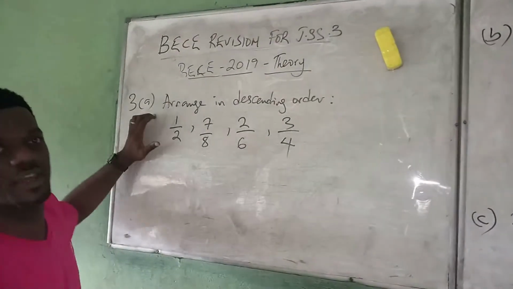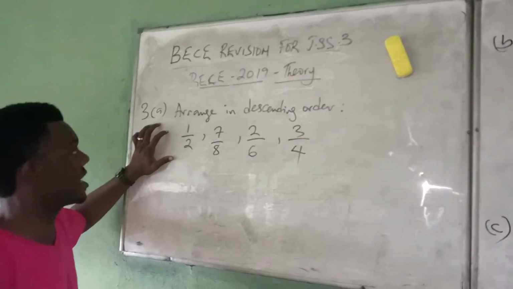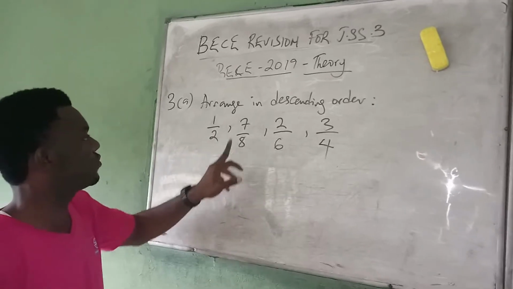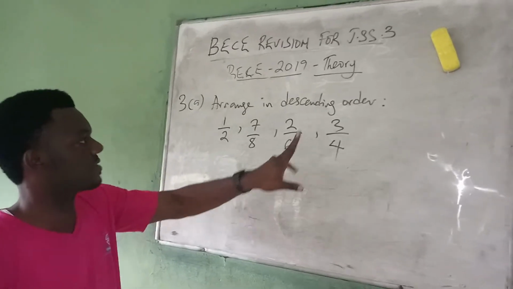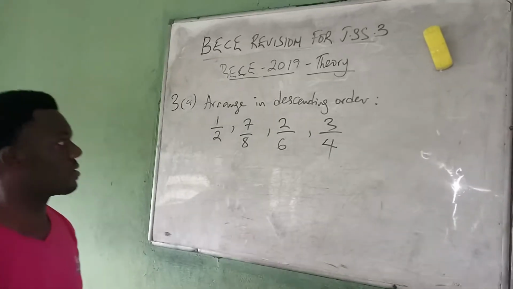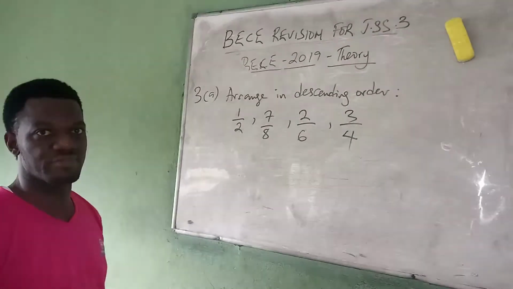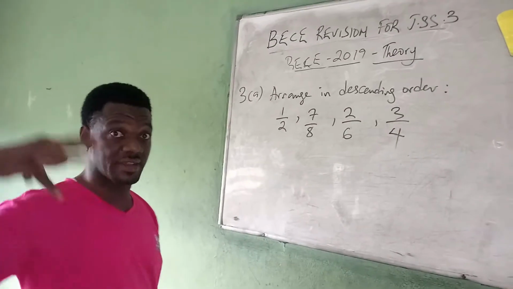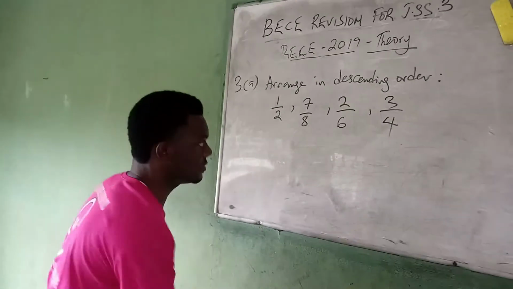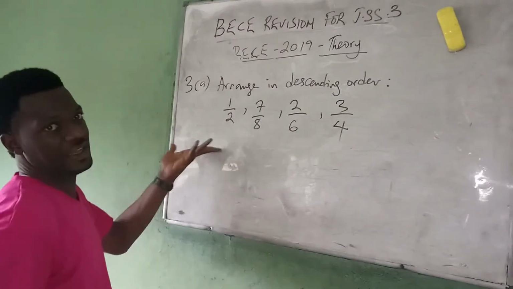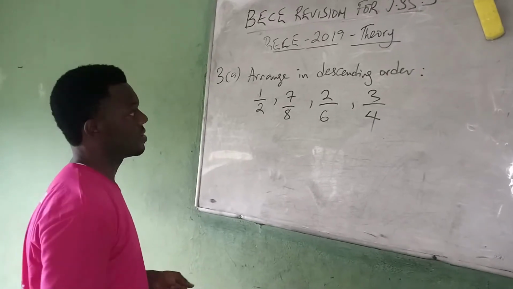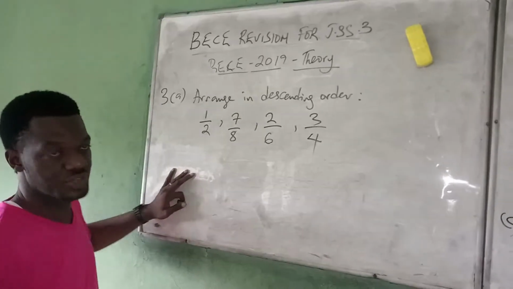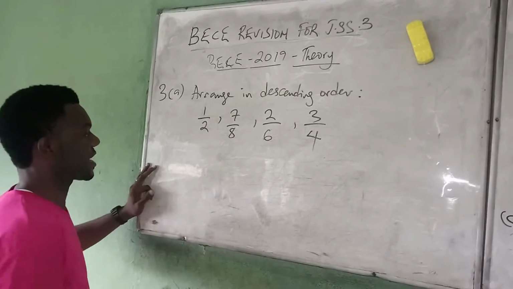So this is the third question, 3a. It says arrange in descending order: 1 over 2, 7 over 8, 2 over 6, and 3 over 4. In descending order. Descending order means from the highest to the lowest. You are descending from top to down. So in order to know, you have to show the workings. You have to begin from the highest fraction to the lowest fraction.